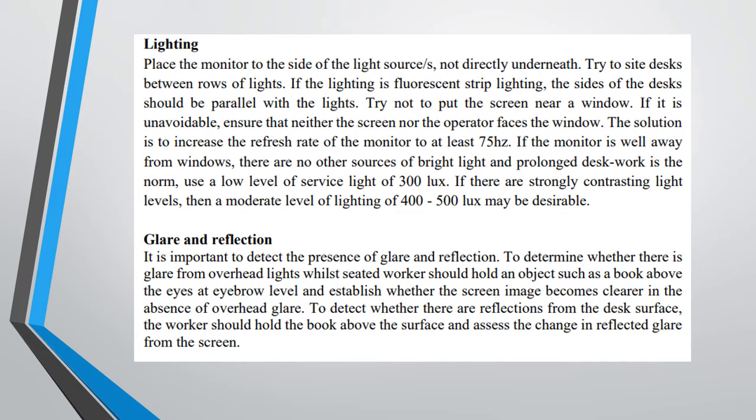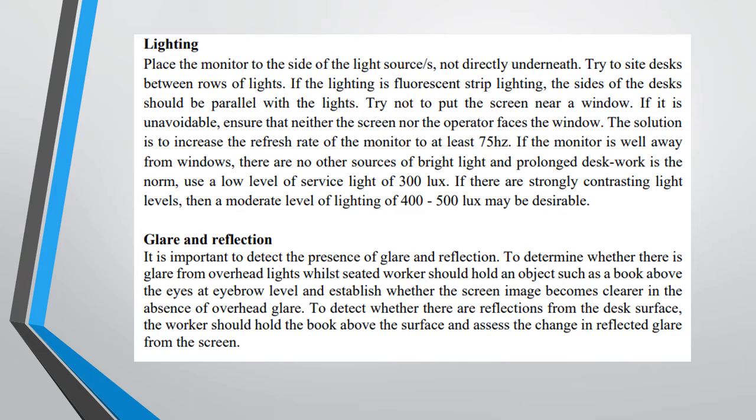The solution is to increase the refresh rate of the monitor to at least 75 Hz. If the monitor is well away from windows, there is no other source of bright light, and prolonged desk work is the norm, use a low level of surface light to handle looks. If there are strongly contrasting light levels, then a moderate level of lighting of 400 to 500 lux may be desirable. Glare and reflection. It is important to detect the presence of glare and reflection.